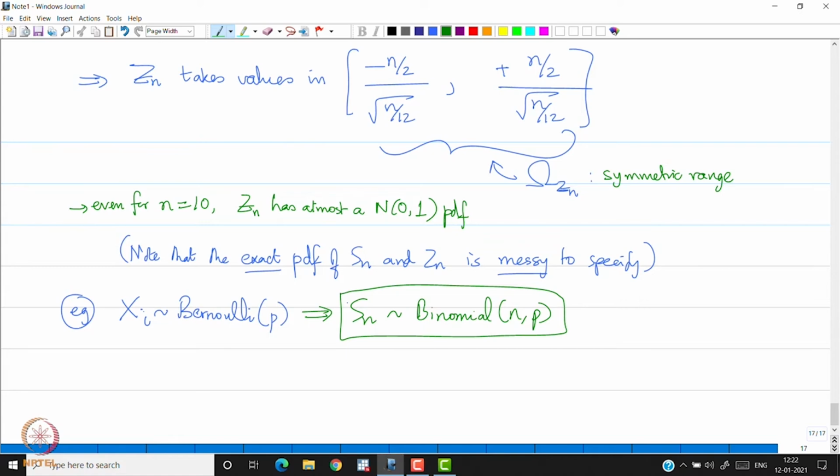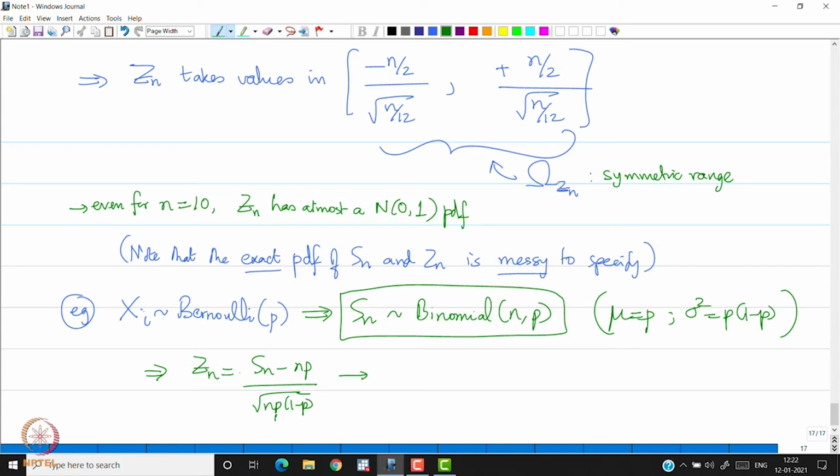And so we have Sn being binomial, and then what does the CLT say about this? So what is Zn in this case? Zn is Sn minus np divided by root of n times p times 1 minus p. We know that mu equals p, and sigma squared is p times 1 minus p. These are the values of mu and sigma squared, and if you substitute them in the expression for Zn, you get this.